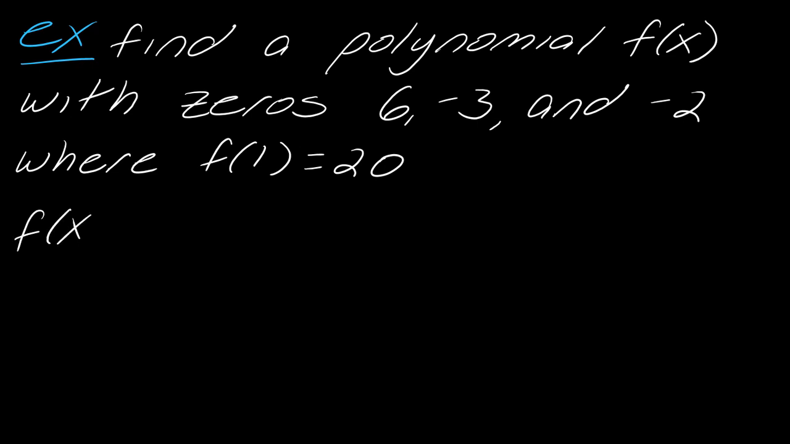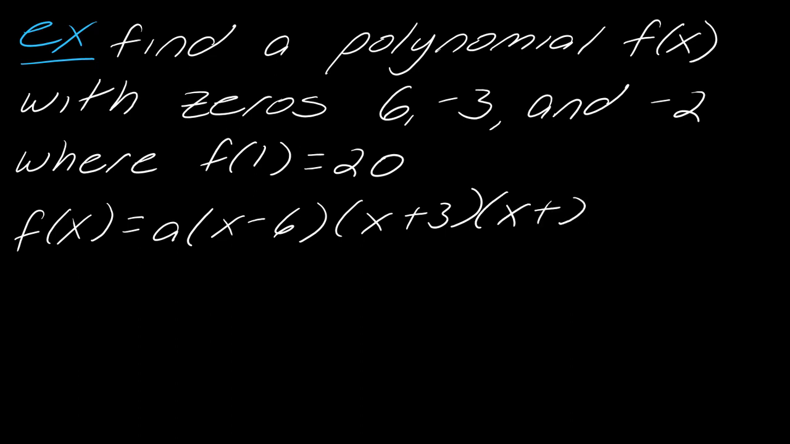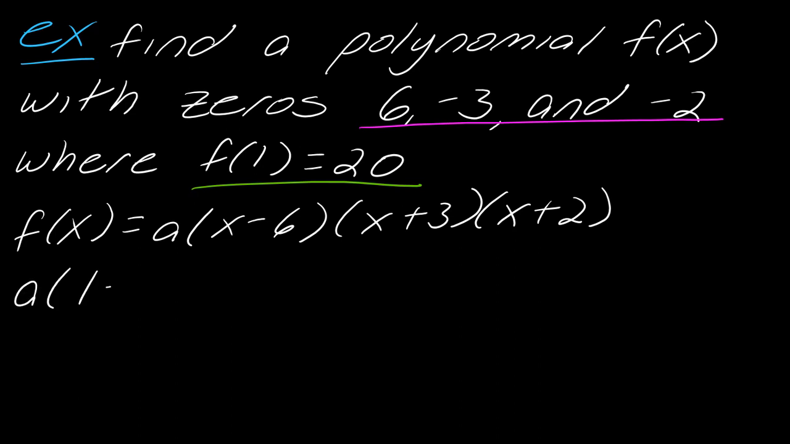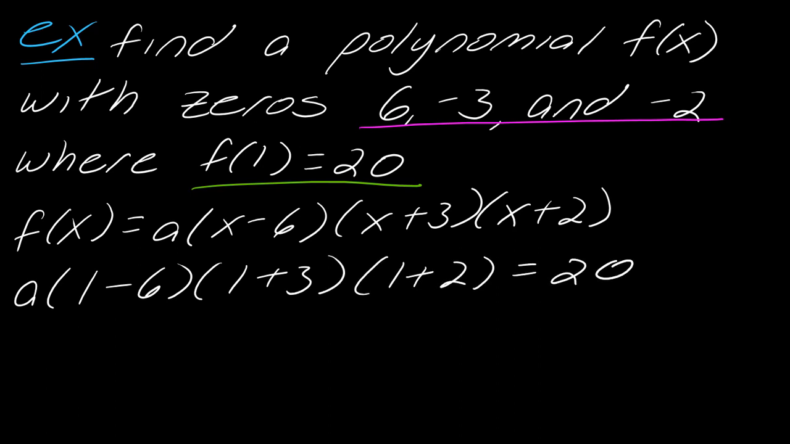Okay, so I'm going to set this up again. My zeros were 6, 3, and -2. Notice that I take the opposite sign for all of these. Now I've used this piece of information. I still need to use this piece of information, so I need to plug the 1 in. So this becomes 1 minus 6, 1 plus 3, 1 plus 2, and all of this needs to equal 20.